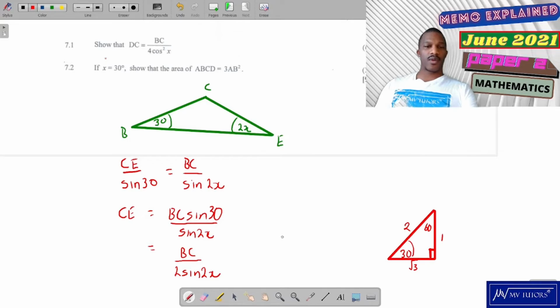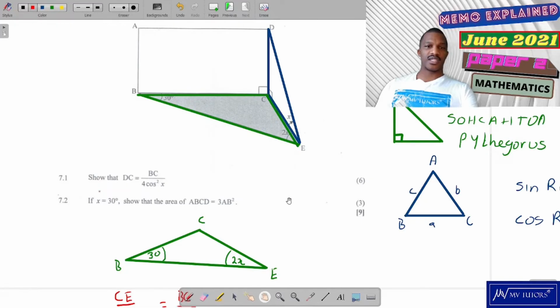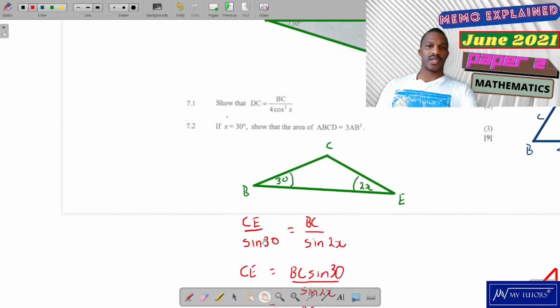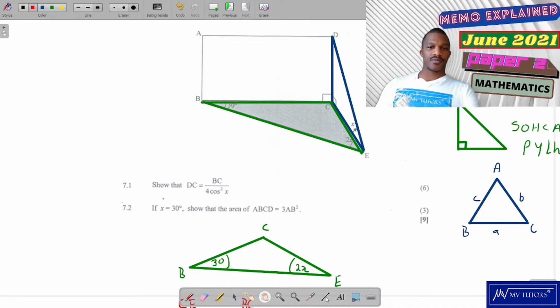So what have we done right now? All we've done is solve for CE. Now I want to redraw this blue triangle. Let me just do it over this side. Let me grab the blue pen. And the blue one is like this. There we go. And it's a right angled triangle. So it's like that, and then we have D here.